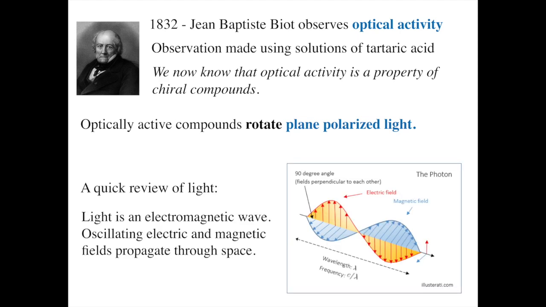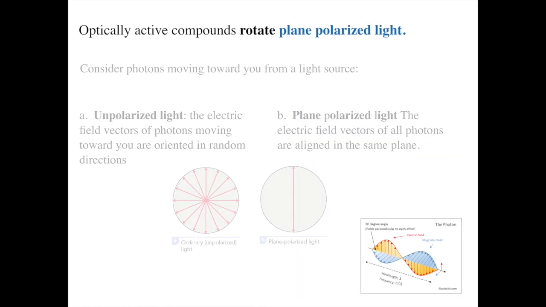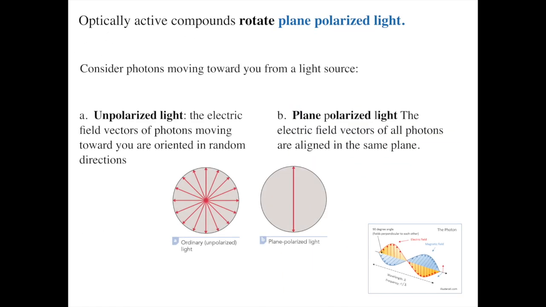So let's remind ourselves what light is. It's electromagnetic radiation. It's a wave phenomenon where we have an electric field oscillating, and perpendicular to that is a magnetic field. So, optical activity utilizes plane polarized light. So, what is plane polarized light?